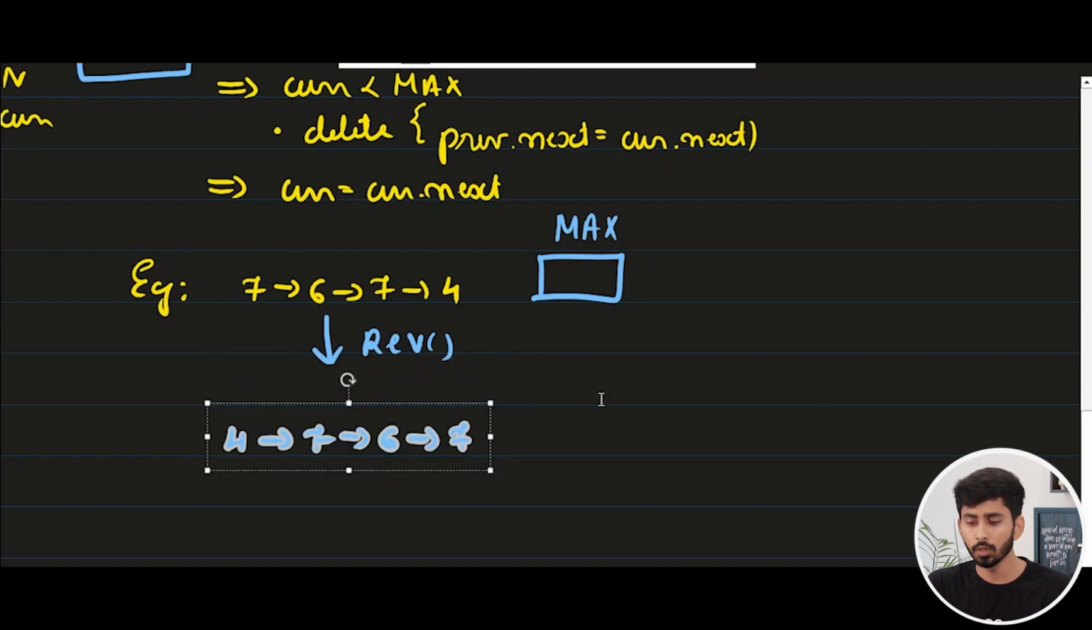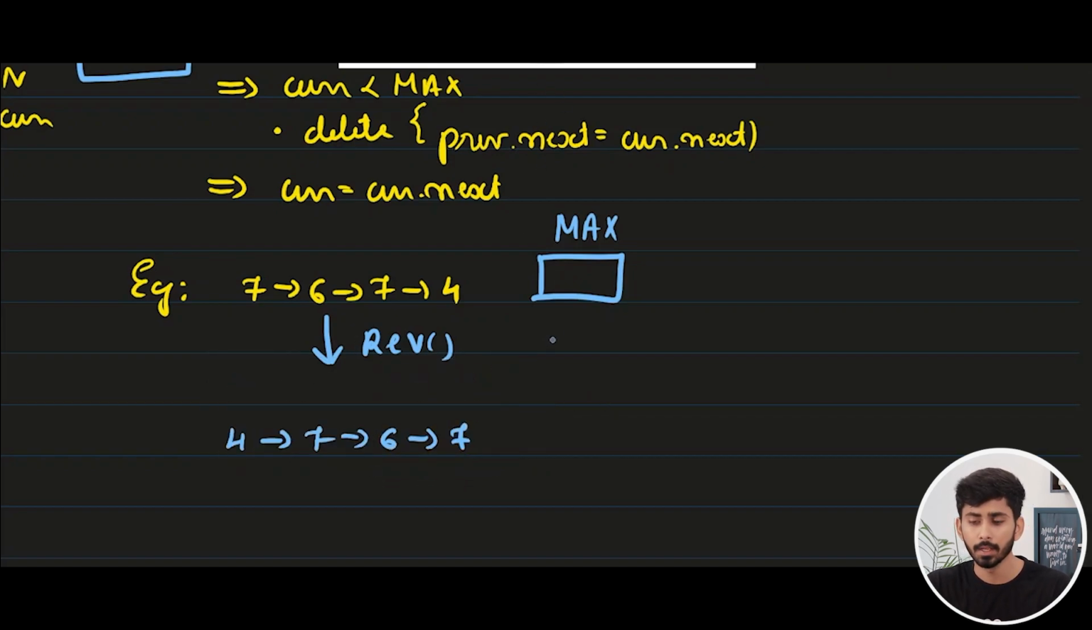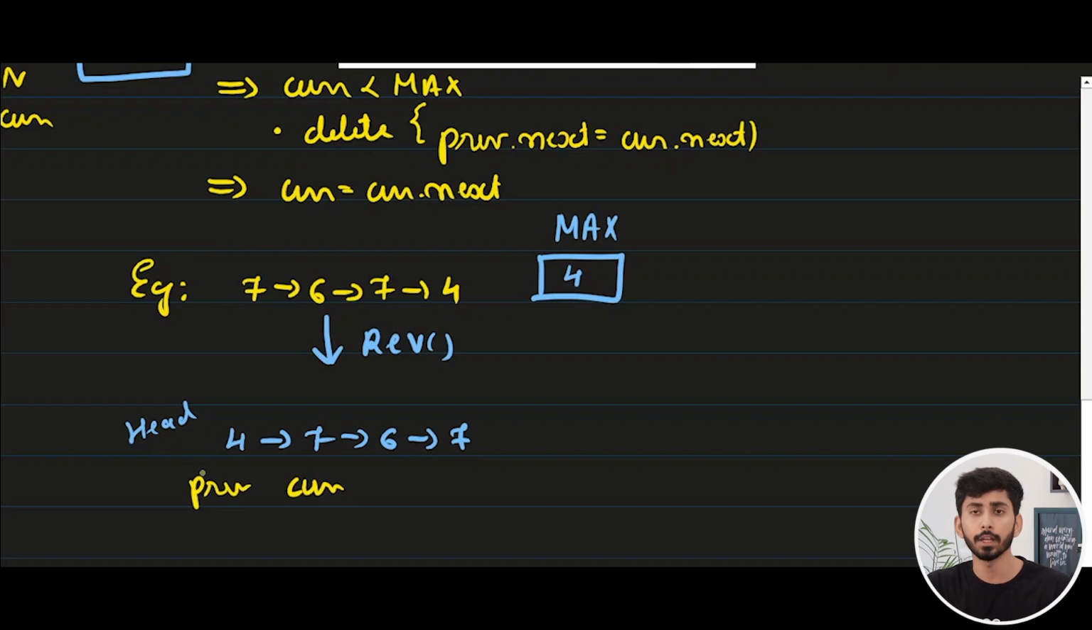So now what do you need to do? You need to initialize the maximum. Maximum will be initialized with the head of the reversed linked list, so your maximum will be 4, and we now need current and previous. Current will be the next of head. So your current is over here and your previous is pointing to head.